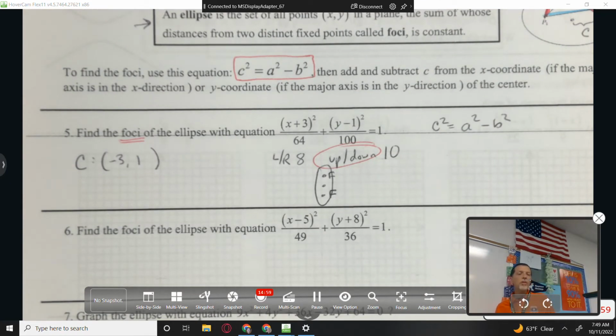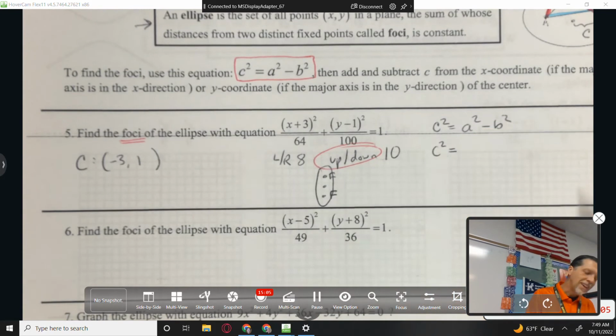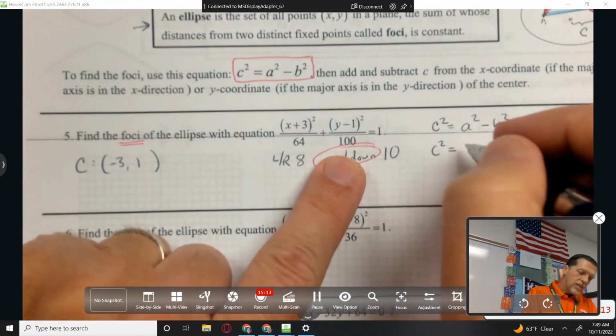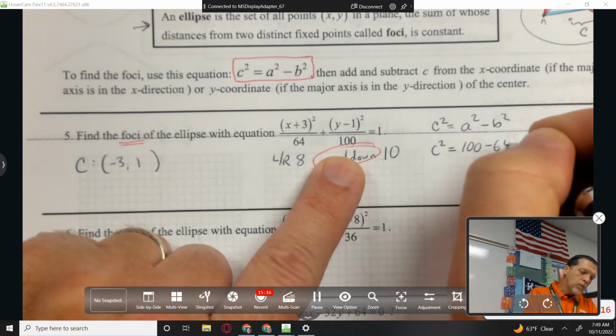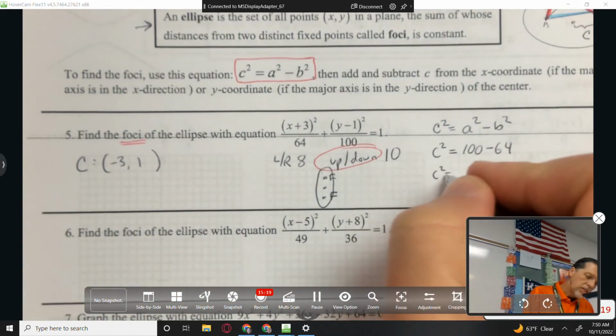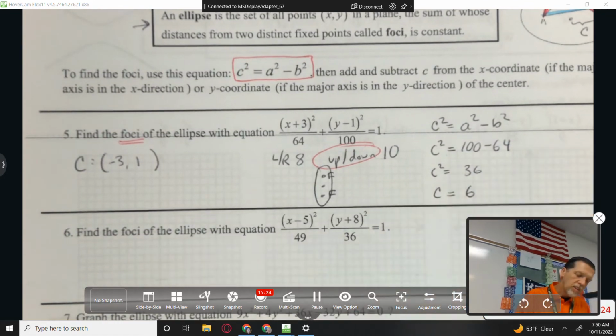All right, this is the only place where it matters who's A and who's B. But even then, it kind of doesn't matter, because if you get them backwards, it won't work, and you'll realize, whoops, that didn't work. A is always the bigger one. So 100 minus 64. C squared equals 36. So C equals 6.